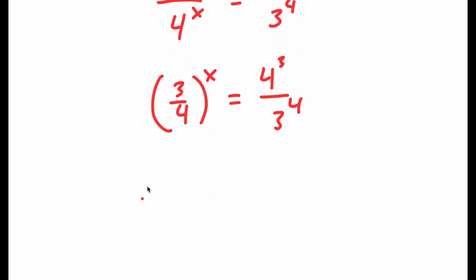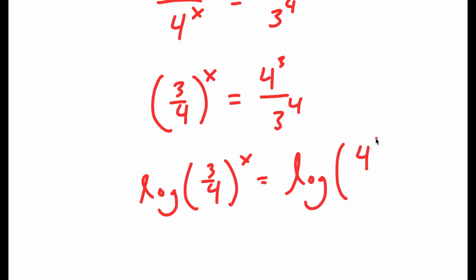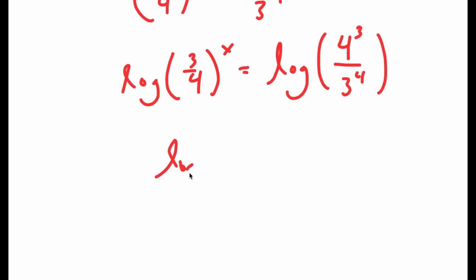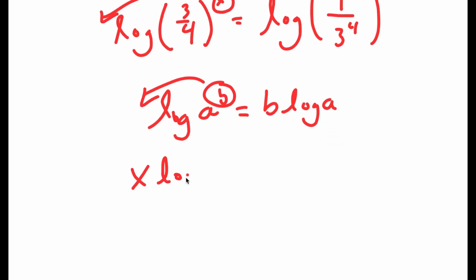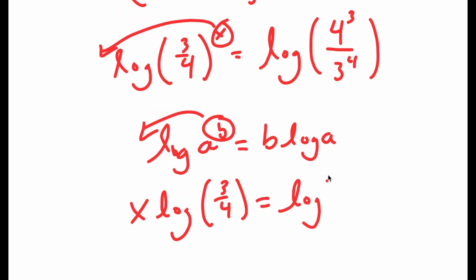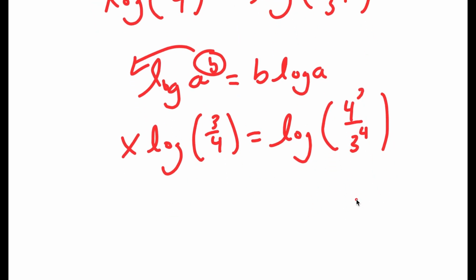And now I'm going to take the log on both sides. So I have log of 3 over 4 to the power of x is equal to log of 4 to the power of 3 over 3 to the power of 4. Now if I have something in the form log a to the power of b, I can move this exponent b to the front. So it's going to equal b times log a. So in this case, I have log of 3 over 4 to the power of x, and I can move x to the front. So I get x times log 3 over 4 is equal to log of 4 to the power of 3 over 3 to the power of 4.